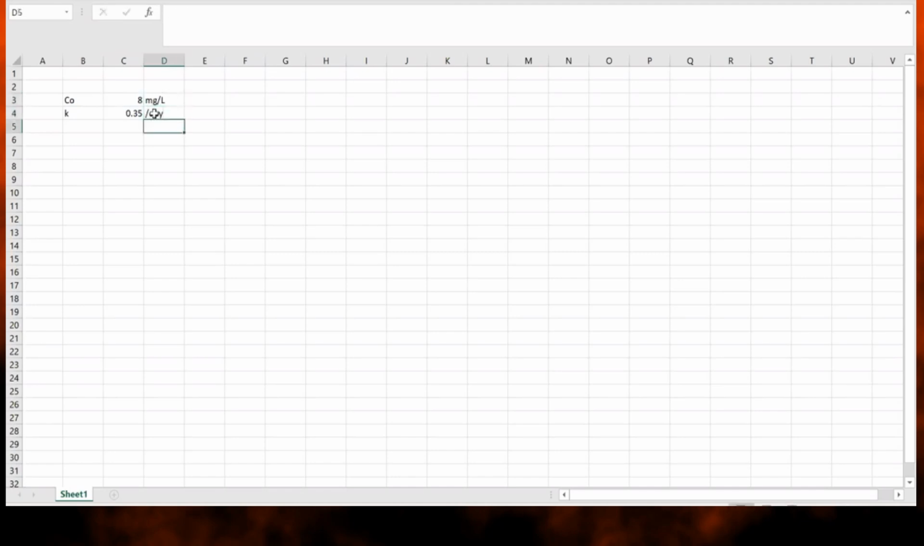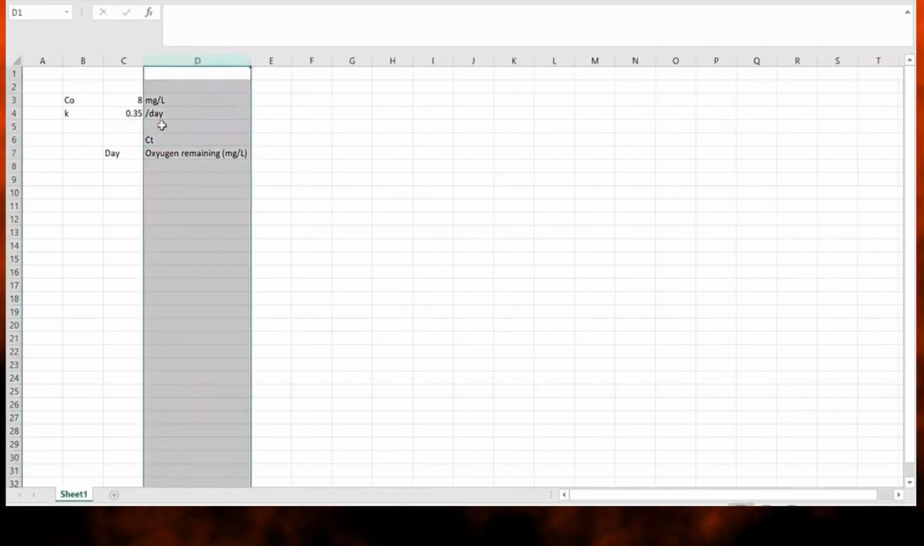What we're supposed to determine, since C sub O is already 8, is C sub T. So we have the day here, and then we have C sub T. C sub T in this case is the oxygen remaining, in milligrams per liter. That is the oxygen remaining for this problem.